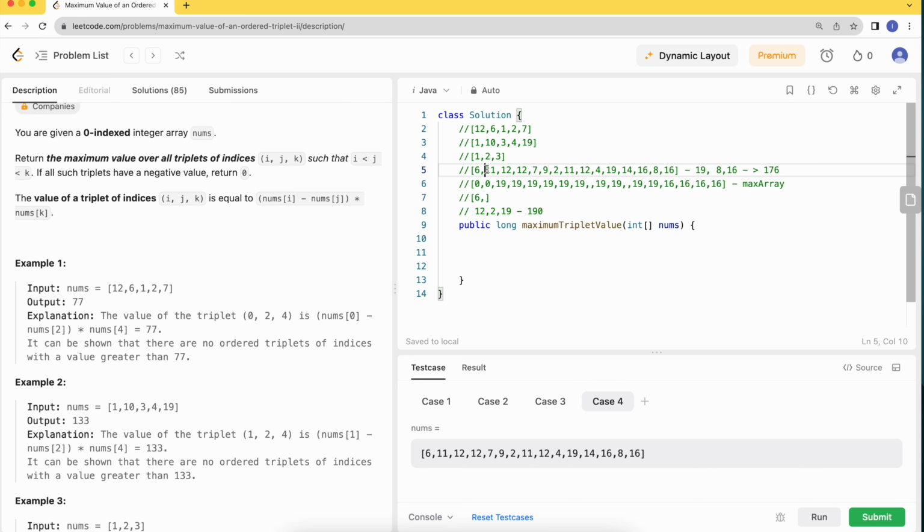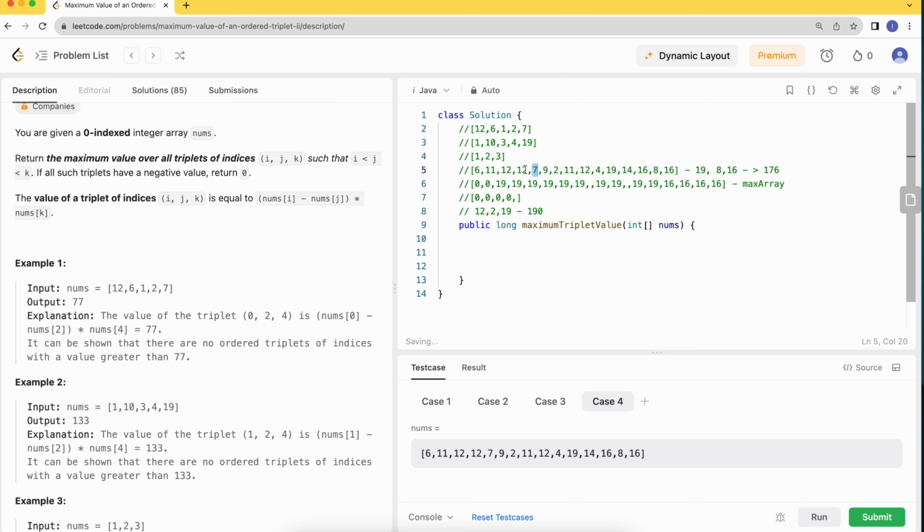With 6 and 11, the maximum difference satisfying this criteria, i less than j and nums[i] should be greater than nums[j], here my nums[i] is 6, I don't have anything else, so this is actually ruled out, so we don't need to compute this. From the second index I can say what is my maximum difference. So here the maximum value is 11, so that will be 0. For 12 again, the maximum is 12 itself.